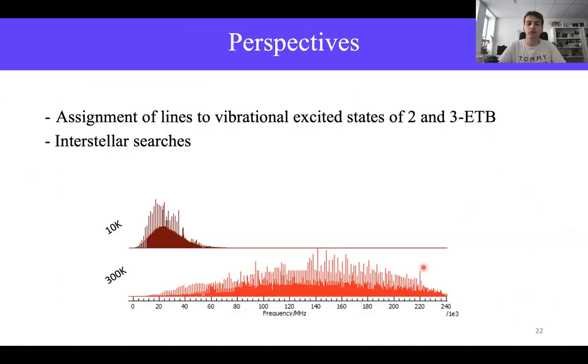So in the future, we would like to assign the lines of the vibrational excited states of 2 and 3 ETB. And we can already search for the 4 ETB in the interstellar medium because we have a very good prediction of the rotational spectra at room temperature for the 4 ETB. So we can make a good prediction at 10 Kelvin for astronomical, for interstellar search.